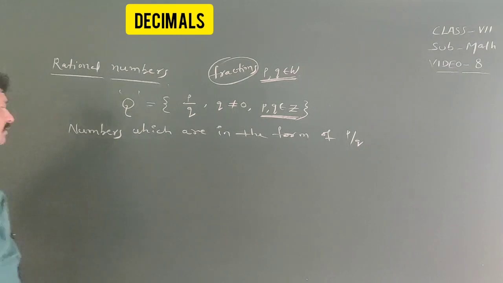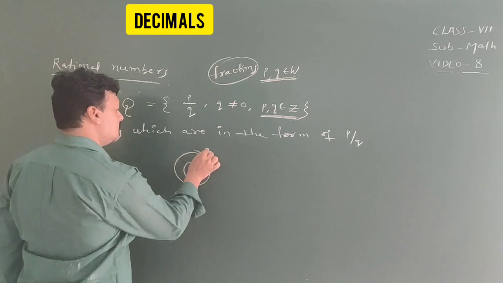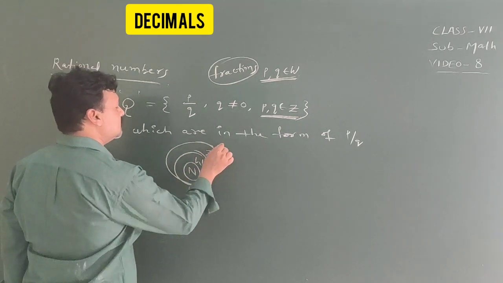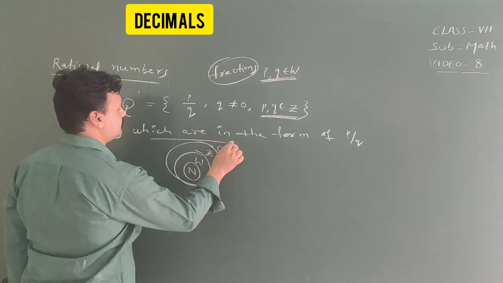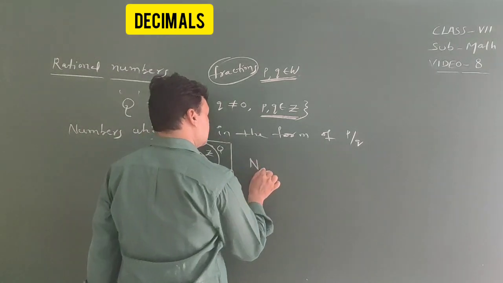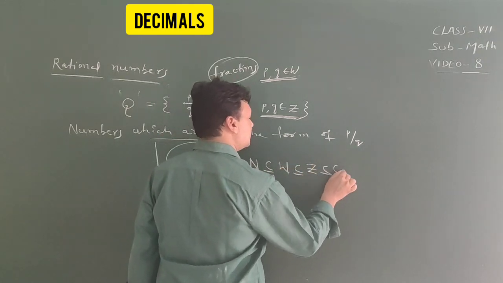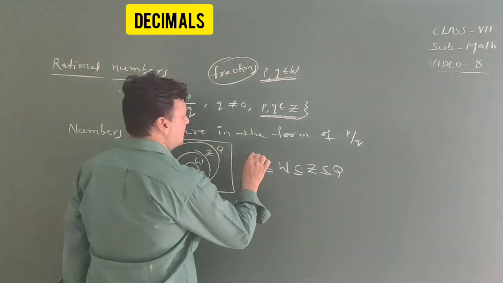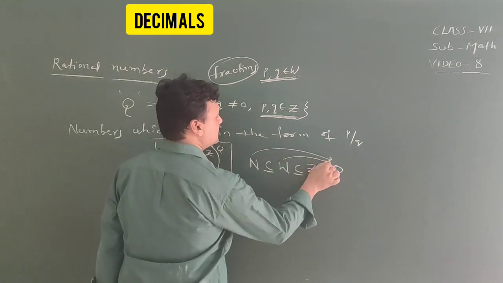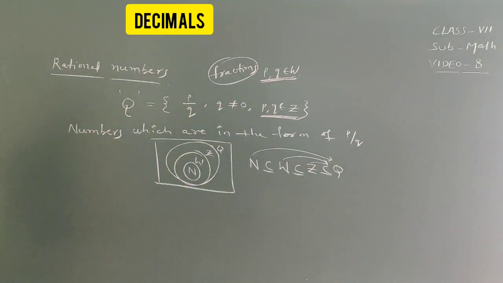Here we have natural numbers, whole numbers, integers, in addition to the rational numbers. Natural numbers are a subset of whole numbers, a subset of integers, a subset of rational numbers. Means all natural numbers are rational, all whole numbers are rational, all integers are also rational numbers. The biggest set of all sets till now.